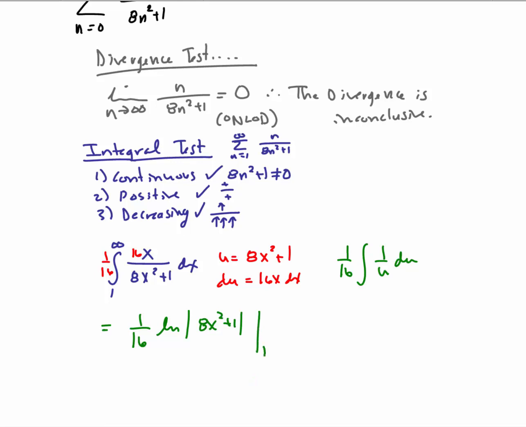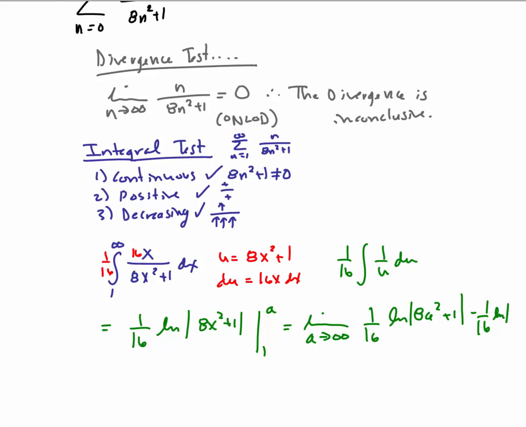Now if I evaluate this from 1 to infinity, I'm really looking at this in terms of a limit. Now remember, we can't plug infinity directly in. We need to talk about this in terms of a limit. So the way that we'll want to look at this is we will take this from 1 to a, and then we look at this as the limit as a approaches infinity. So we have 1/16 natural log of 8a squared plus 1. So that's my upper, and then I have minus my lower.